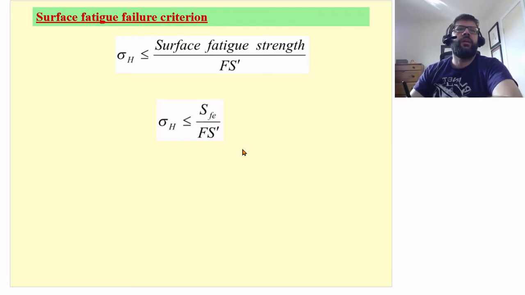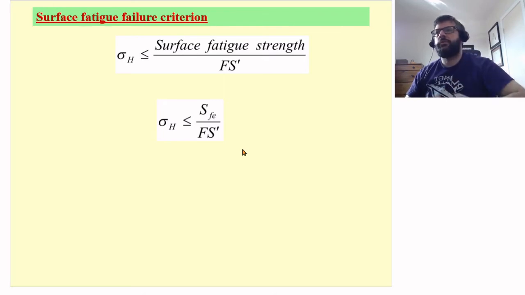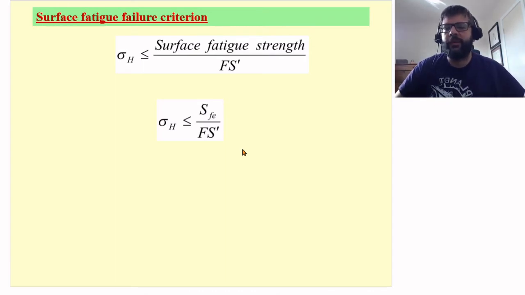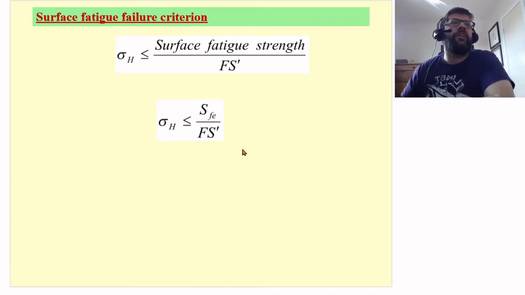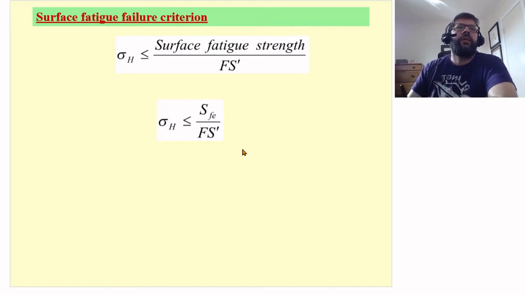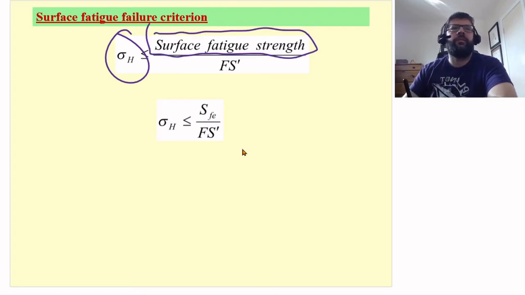So yeah, just scroll back up in the slides to find those, or flip a bit further back in your textbook to find what those are. Again, we've got some sort of stress level here, and we need to compare that to some sort of strength in order to figure out what our safety factor is.